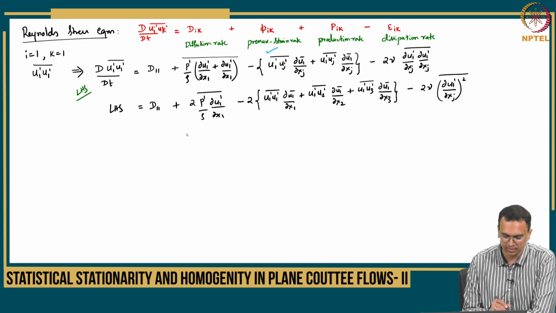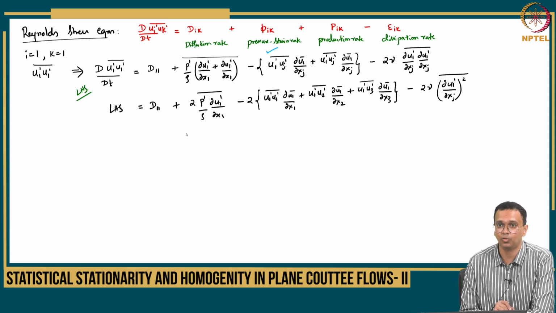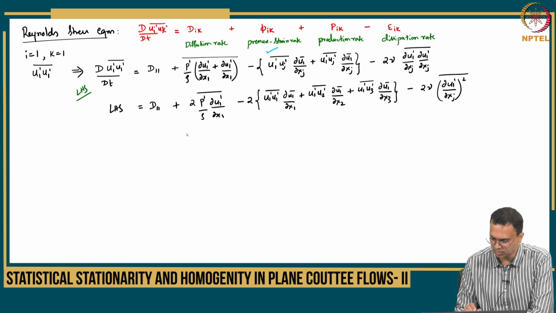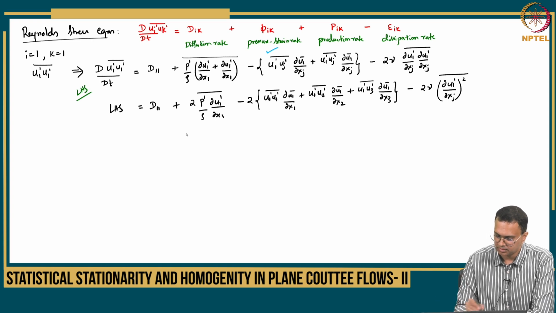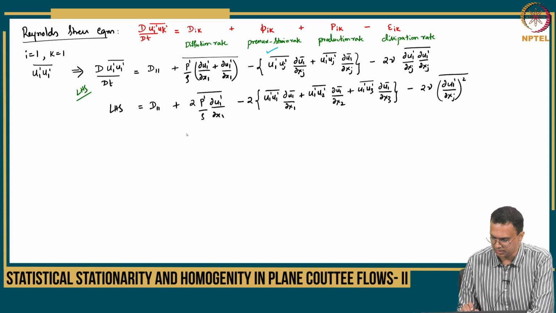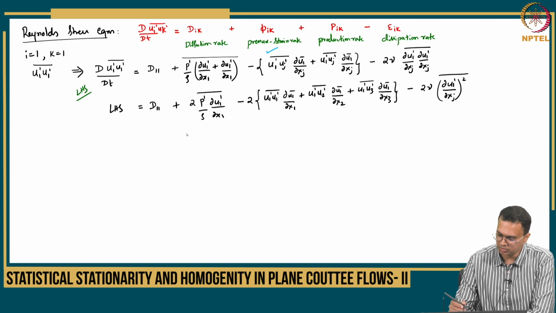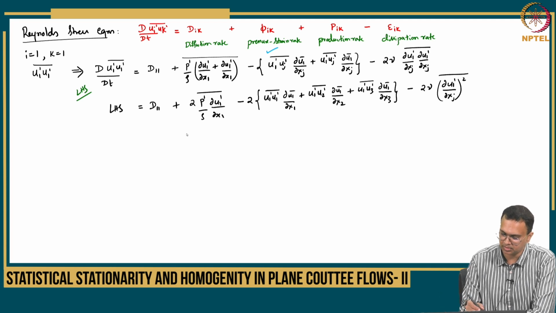So now we apply what we learnt about this plane Couette flow when it has reached statistical stationarity and it is exhibiting homogeneity in the 2 direction. So any terms which will go away in the terms that we have here. What about the first term here? Oh, before that, does this term go away or does it remain?